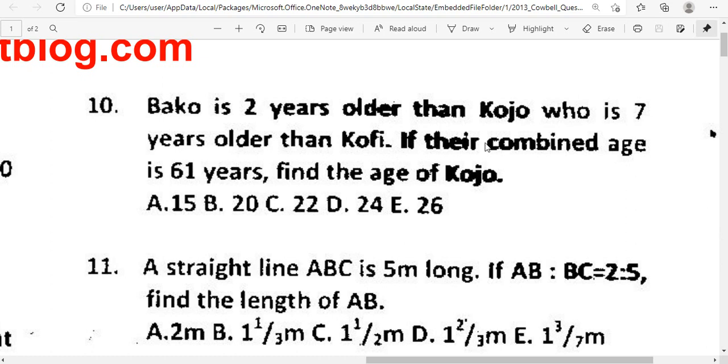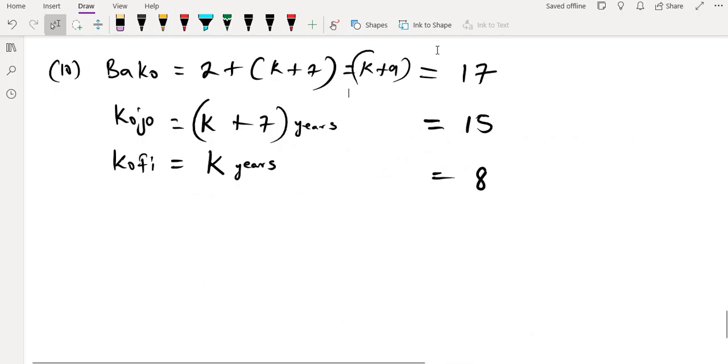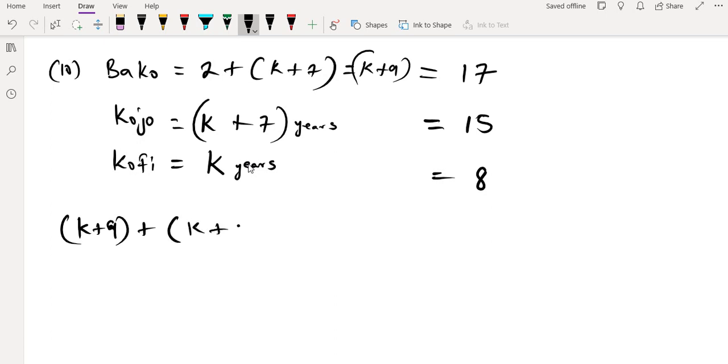Okay, so the sum, if their combined age is 61 years, find the age of Kojo. Kojo representing K. So if we add these 3 ages, Bako, Kojo, and Kofi, we get 61. So let's add. Bako is what? K plus 9. Kojo is what? K plus 7. Kofi is what? K. If you add the 3, you have what? 61. K plus K plus K: 3K plus 9 plus 7 equals 61.